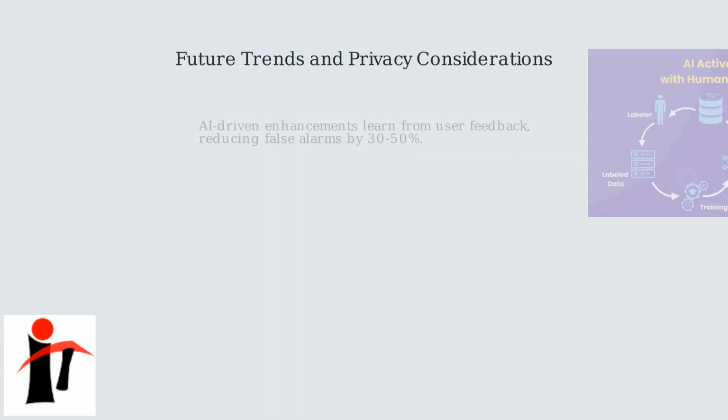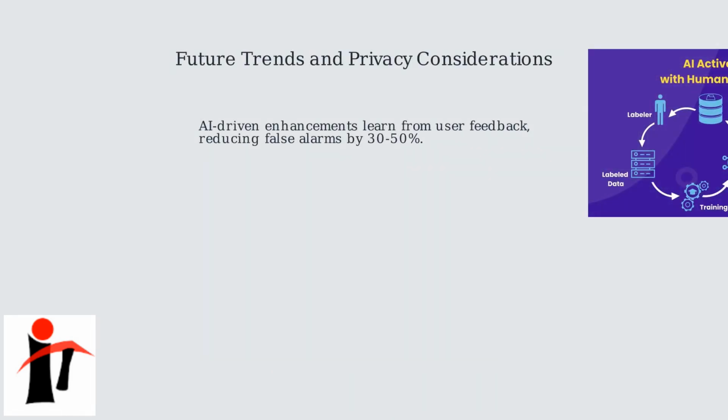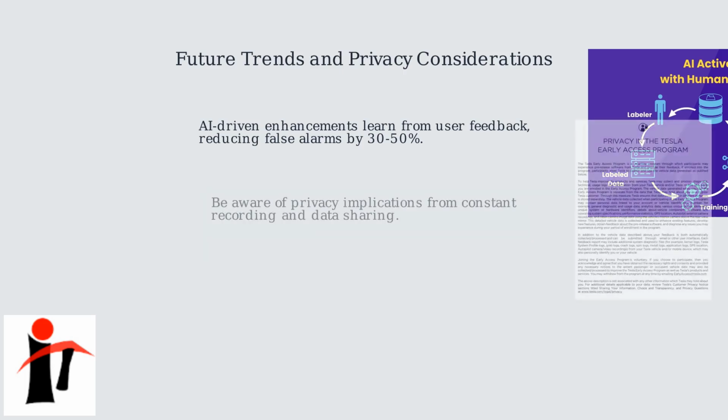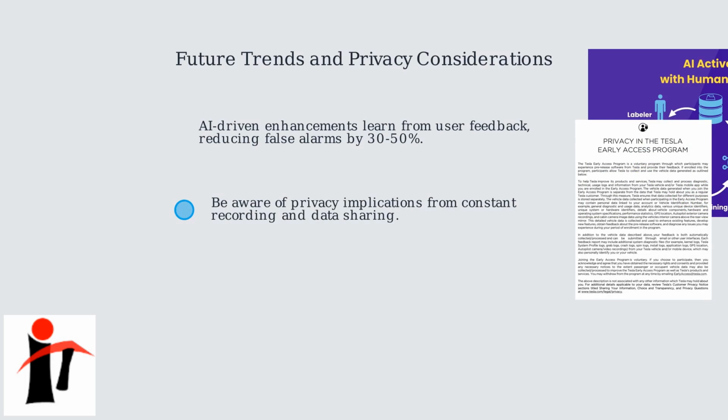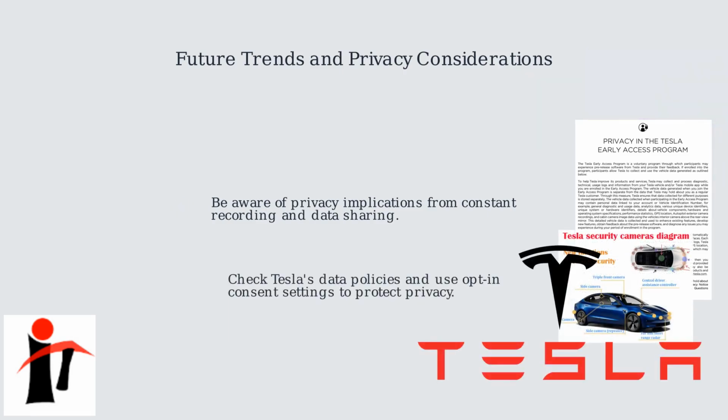Tesla's alarm technology is continuously evolving, with AI-driven enhancements that learn from user feedback to reduce false alarms by 30 to 50%. However, be aware of the privacy implications of constant recording and data sharing, which raises concerns about surveillance. To protect your privacy while maximizing security, regularly check Tesla's data policies and use opt-in consent settings. Future trends include integration with autopilot and partnerships with home security systems by 2027, balancing advanced security with user privacy.